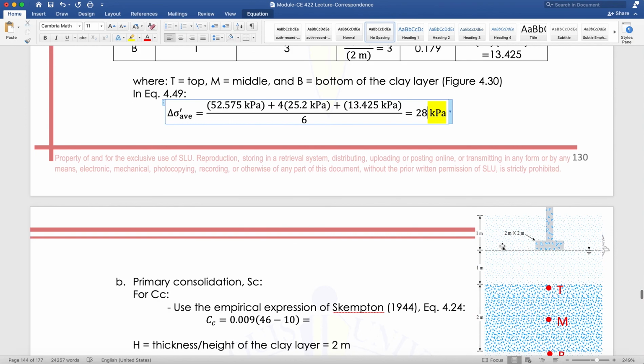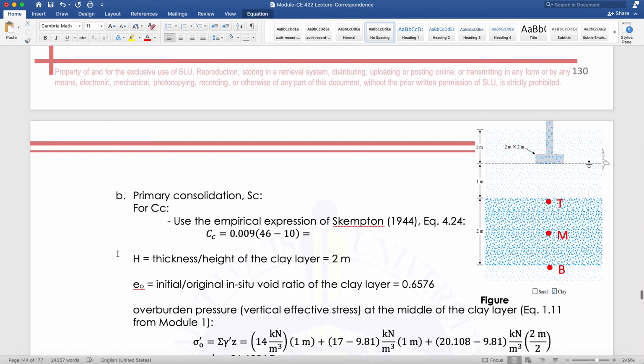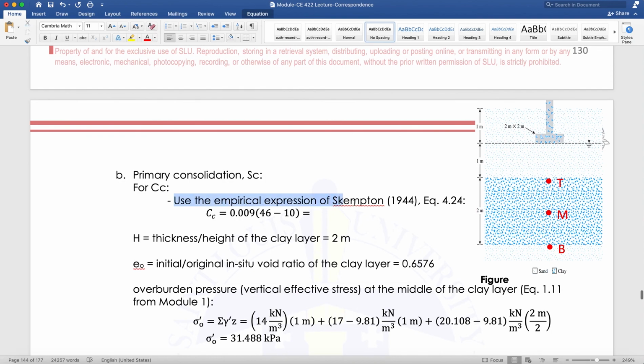Okay? So next, we can now solve for letter B, primary consolidation or Sc. But before we can do that, we need to solve for the value of Cc. Now for the Cc, we can solve that using the empirical expression of Skempton, 0.009 times (LL minus 10). So our liquid limit is 46, minus 10, times 0.009. This is equivalent to 0.324.